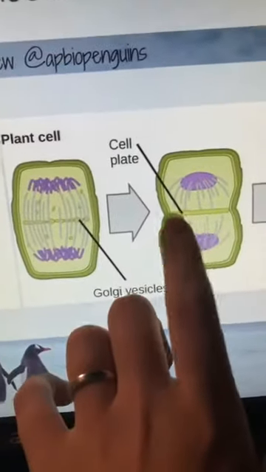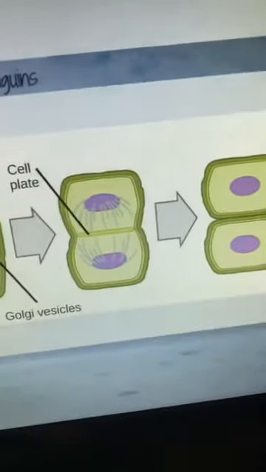And then we end up making a cell plate, which of course ends up becoming our cell wall, because we need to divide the cytoplasm, which means building a new cell wall.